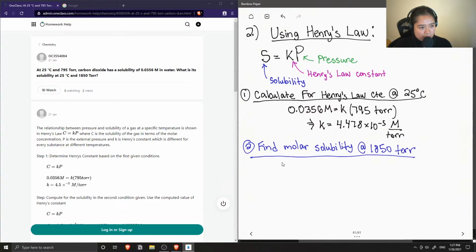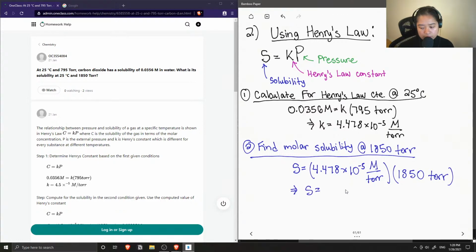And again, we're going to use Henry's law. S is equal to K, which we found in the previous step was 4.478 times 10 to the negative 5 moles per liter over torr. And the pressure this time is 1,850 torr. So if we multiply these two, you end up with a molar solubility of 0.0828 moles per liter.